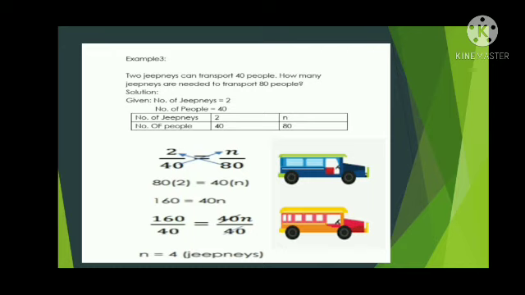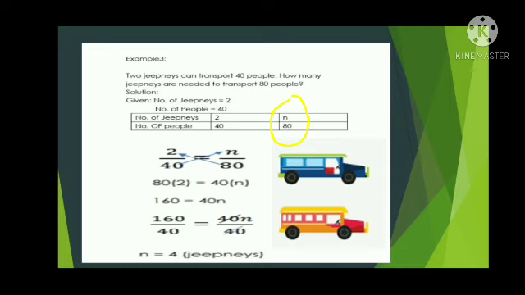Next statement naman, how many jeepneys are needed? So yung number of jeepneys yung hinahanap sa problem. To transport 80 people. Okay, so 80 people is already given. Pero we have to find how many jeepneys we need in order to transport 80 people. So given tayo ng number of jeepneys na 2 and the number of people na 40 and the number of people that should be transported with the unknown value of jeepney na equivalent sa 80.